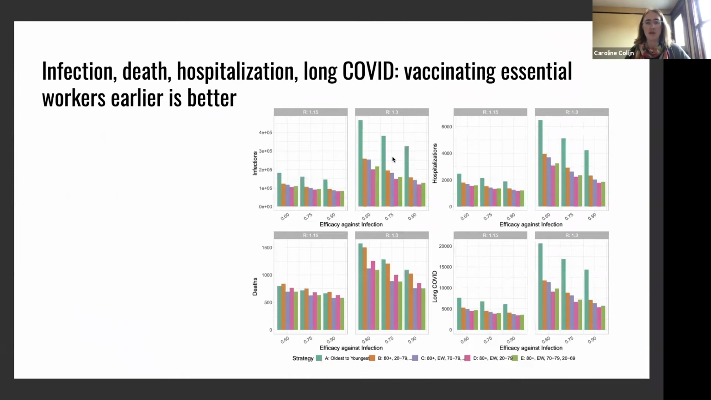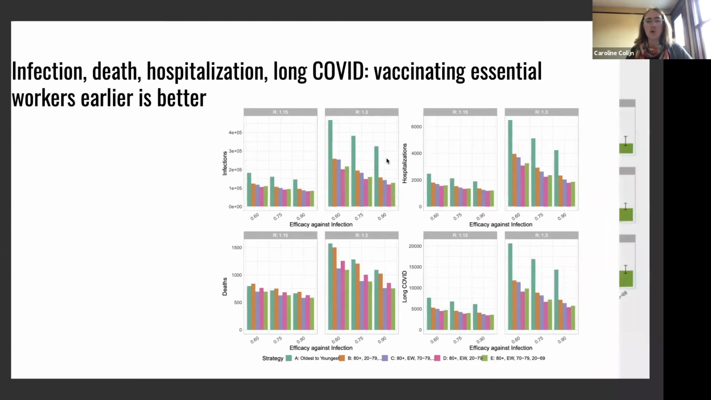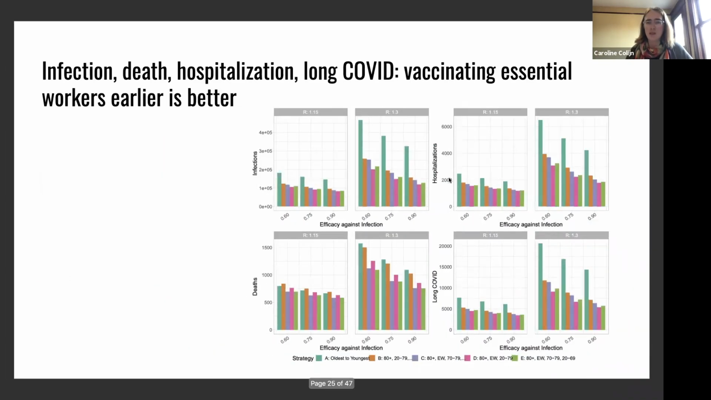Here's one showing, instead of trajectories, these as bar plots where the strategies are oldest to youngest. I'll just talk about two of them, the green one and the purple one. So they're basically the same. They're the age-based rollout, except that in the purple one, we put essential workers at an earlier priority. And you can see that even if efficacy against infection is a little different, or if the R that we reopen to is a little different, or if we look at hospitalizations versus these other outcomes, it's the same picture. The purple bar is lower than the dark green bar, and it's noticeably lower. Here, it's not too much lower, it's still a little bit lower.